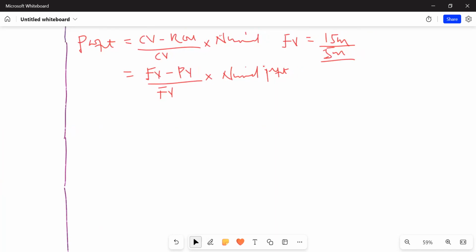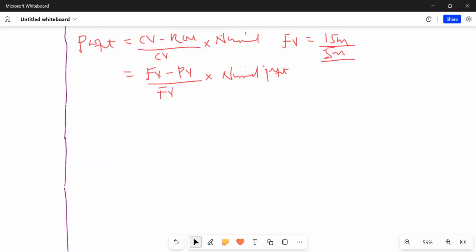Under any circumstance, the asset should be sold at its fair value. Whatever happens, the asset should be sold at its fair value. Okay. So if the fair value of the asset is 15 million, the asset should be sold at what? 15 million. But what will happen?